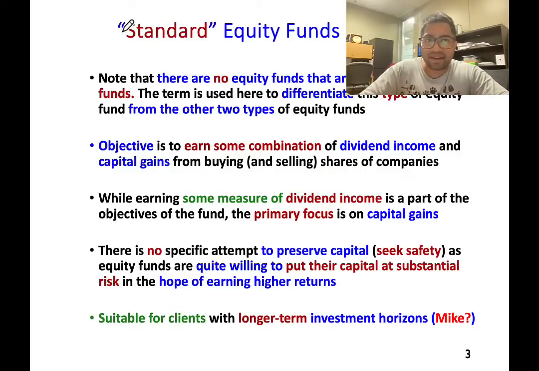So what is a standard equity fund? We discussed that. Note that there are no equity funds that are called standard. The term is used to differentiate this type of equity fund from the other two types of equity funds. What is the objective? The objective is to earn a combination of dividend income and capital gains by buying and selling companies' shares. While earning some measure of dividend income is part of the objective, the primary focus is capital gain in a traditional equity fund.